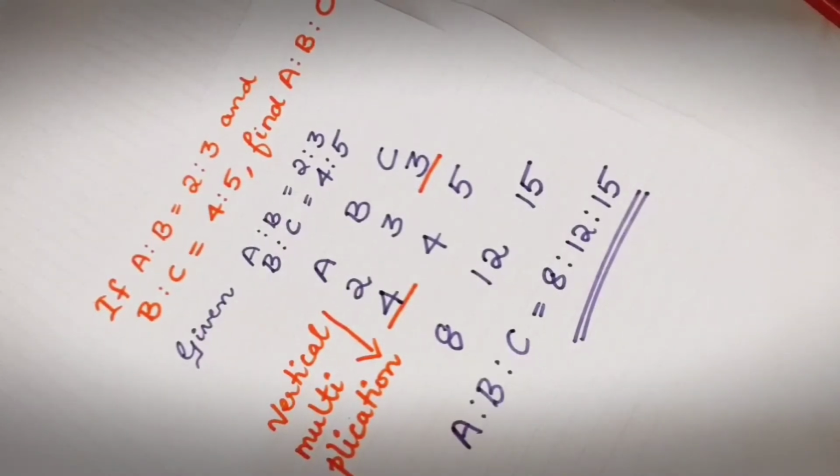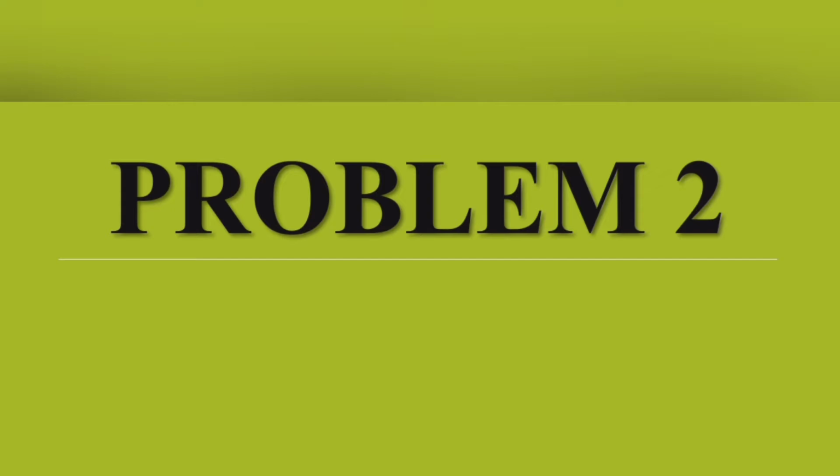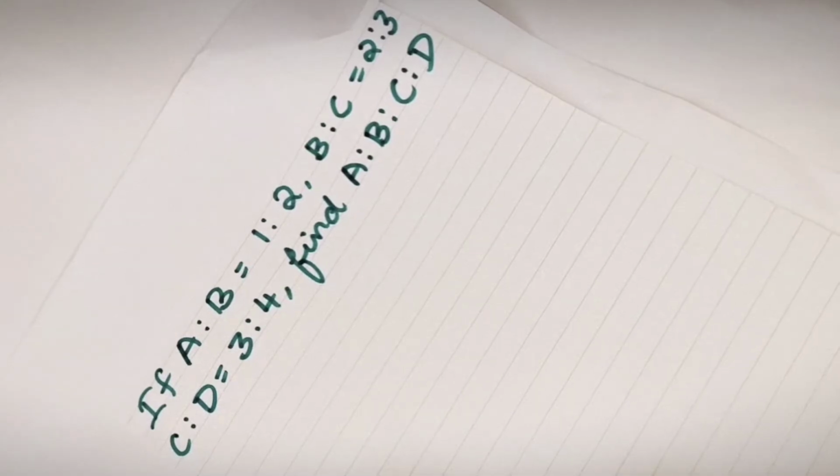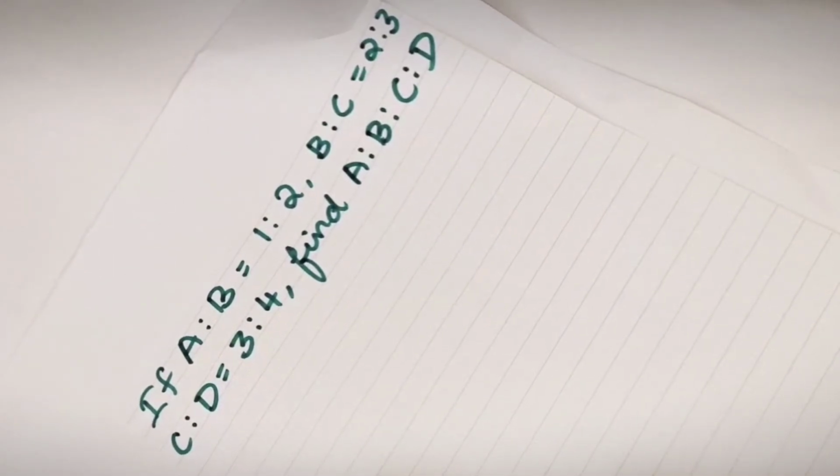So now let's move on to the second problem. If A is to B is 1 is to 2, B is to C is 2 is to 3, and C is to D is 3 is to 4, find A is to B is to C is to D. So this question is an extension of the previous question. In the previous question, we were given with A is to B and B is to C only. But here, I have extended the question by adding C is to D as well.